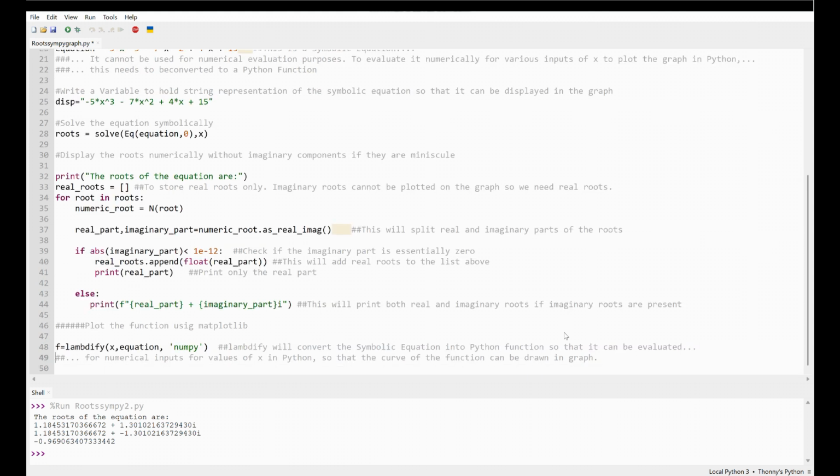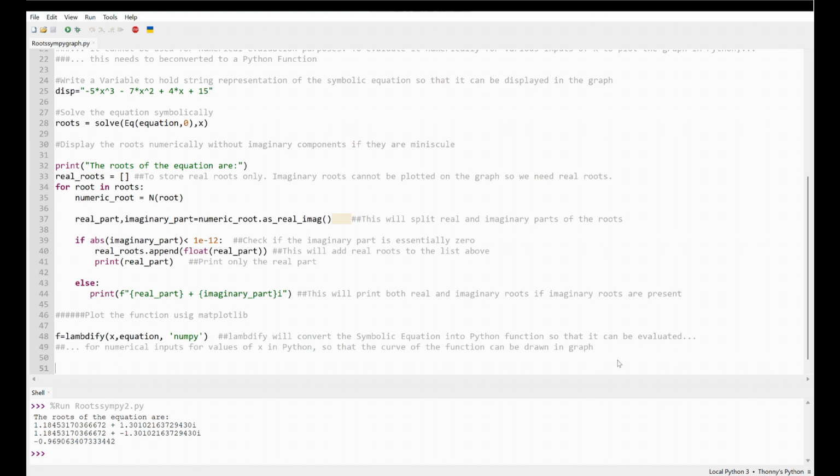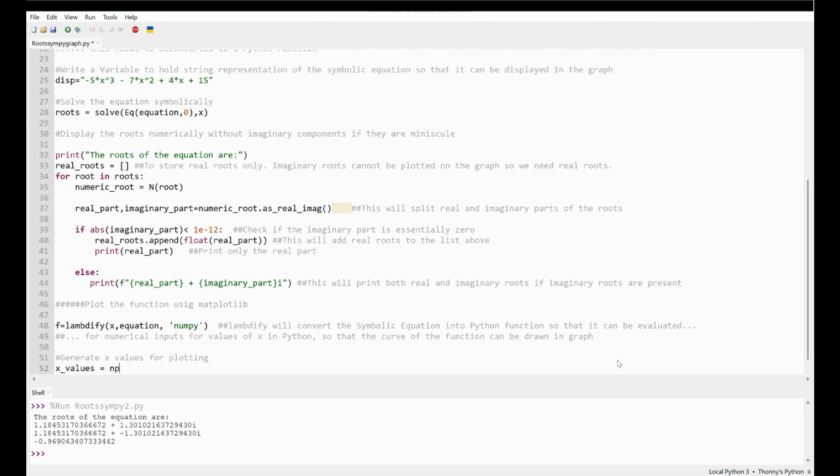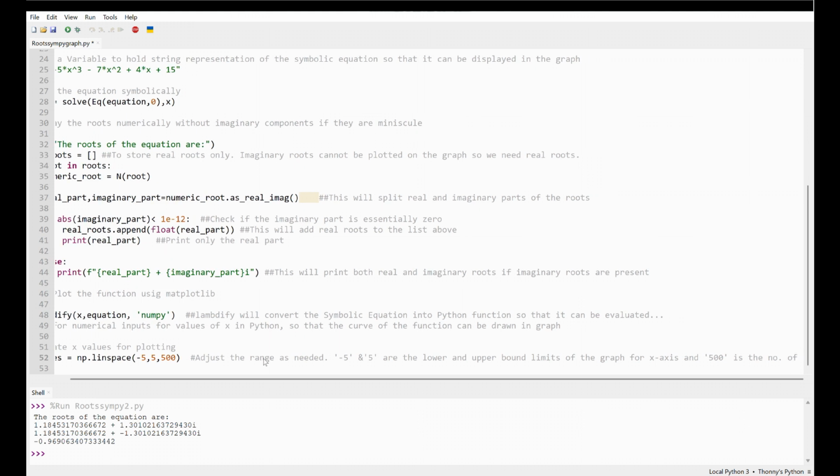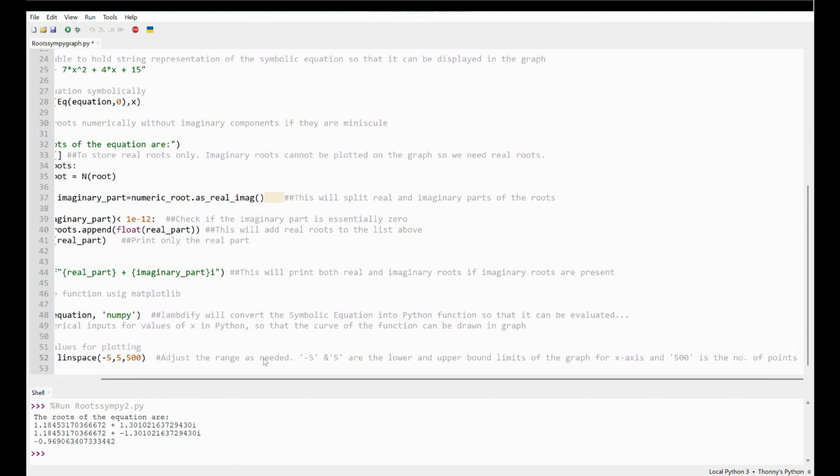So now I will give the range for the x-axis and the number of x values that need to be used for plotting the curve. I will say x values, np.linspace, -5 will be the lower bound limit of the x-axis and 5 will be the upper bound limit. You can tweak the limits based on how you want the graph to be plotted. We already know the roots of the equation, so I sort of have an idea about the upper and lower bound limits, but you can tweak around these values. And 500 is the number of x points that will be put into the equation to find the corresponding 500 y points. So there will be 500 xy coordinates which will be used to plot the function.